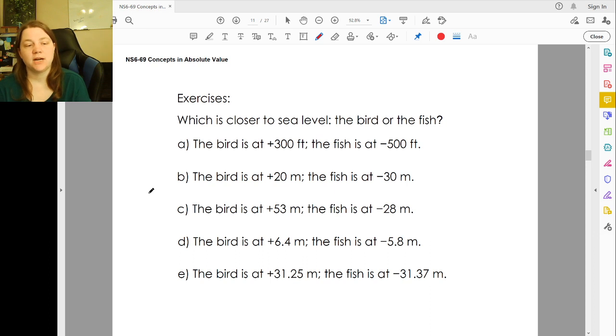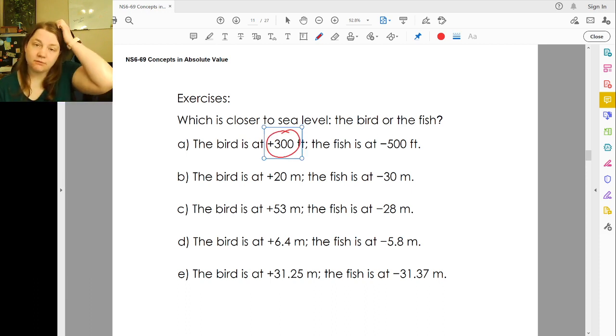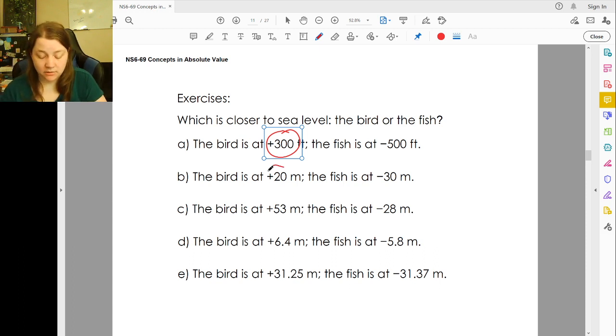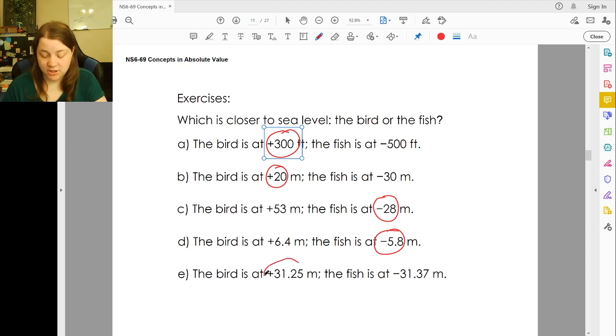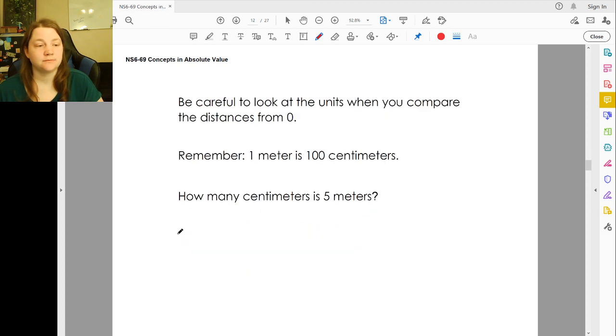So let's go ahead, try to identify who is closer to sea level here, the bird or the fish. In this case, the bird is closer because it's only 300 feet away. In letter B, the bird is still closer. In letter C, the fish is closer. In letter D, the fish is closer. And in letter E, just by a little bit, the bird is just a little bit closer than the fish.